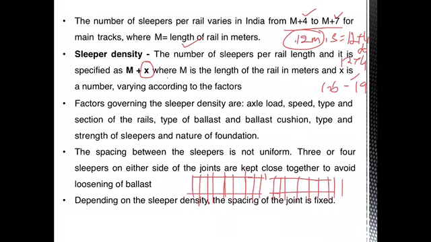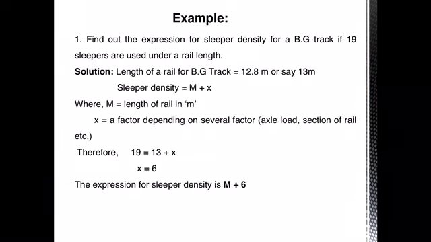Because the joints are the weakest point, since the impact load will be caused here, that additional stability is required. So that is why the sleeper spacing is reduced when it approaches the joint section. Depending upon the sleeper density, the spacing of the joints can be fixed. Now we'll look into one example for the calculation of how the sleeper density is calculated.